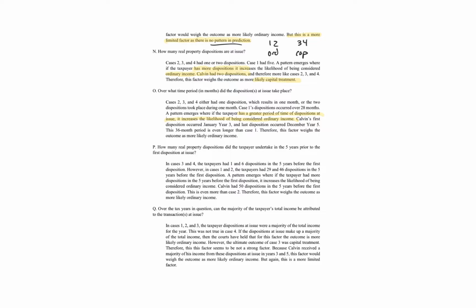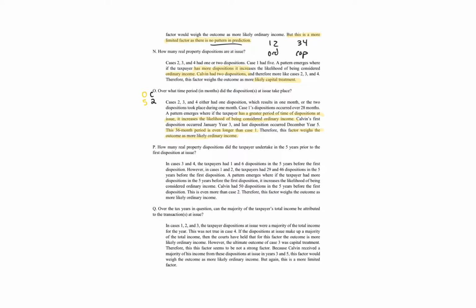So that's the idea. Well, Calvin's first disposition occurred January of year 3, and the last one was December of year 5. That's a 36-month period between these two dispositions. So this factor weighs in favor of ordinary income. All right, so far our tally, in terms of the questions, we've got 5 in favor of ordinary, and we have 2 in favor of capital. So far it's not looking very good. Again, we still might get the last ones. We might get 5-4.